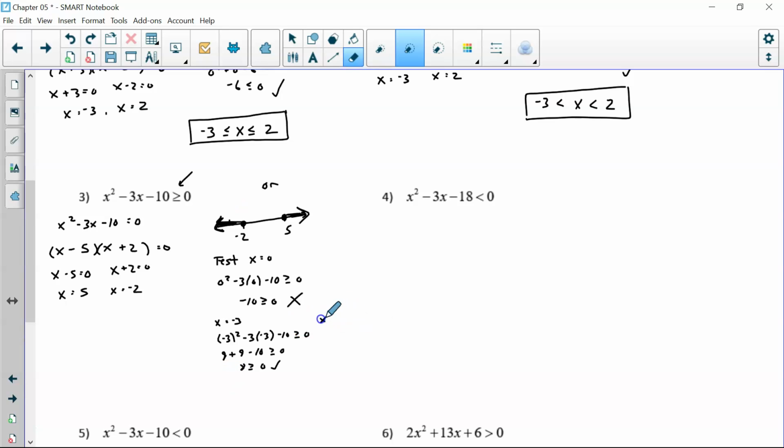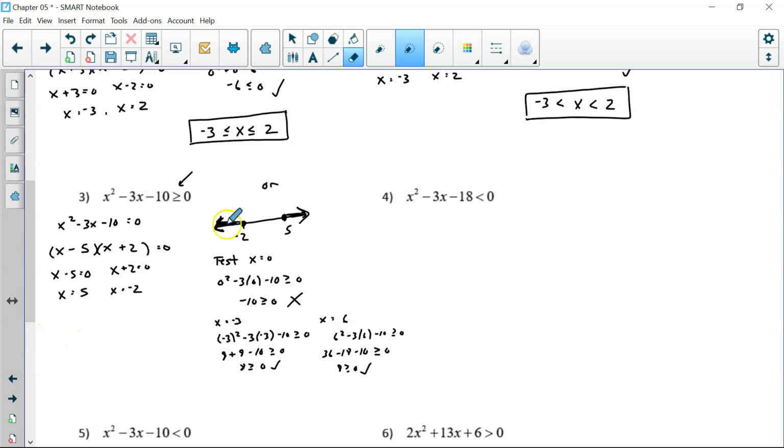And if x were equal to 6, for example, on that right-hand side, 6 squared minus 3 times 6 minus 10 greater than or equal to 0. So we get 36 minus 18 minus 10 greater than or equal to 0. 36 minus 18 is 18 minus 10, so we get 8 is greater than or equal to 0, which is also true. So you can see the outside regions work.